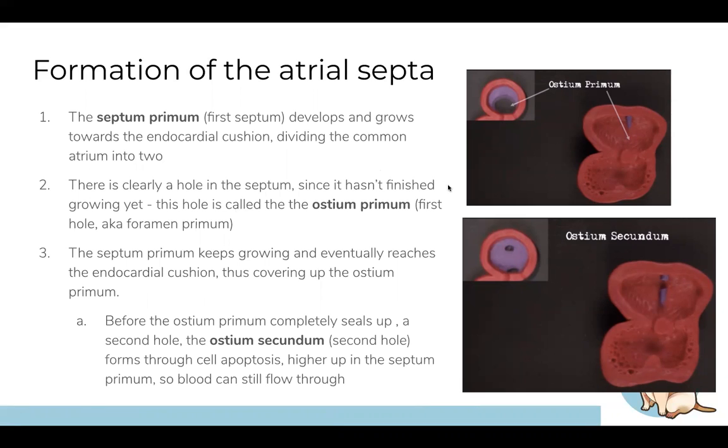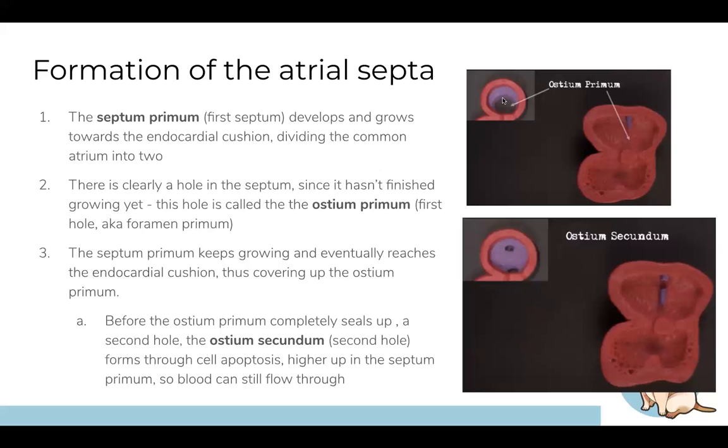So firstly, you have the septum primum, or the first septum, right? This starts growing, it develops and develops, and it's growing towards this endocardial cushion. So at the moment, you have this hole. If you think about it, it's 3D, right? On the side, it looks like this. And as you can see, clearly there is a hole in it since it just hasn't finished growing yet. This hole is called the ostium primum, or the first hole. The septum primum keeps growing, and then it reaches your endocardial cushion, so it covers that up. So this whole thing is filled.